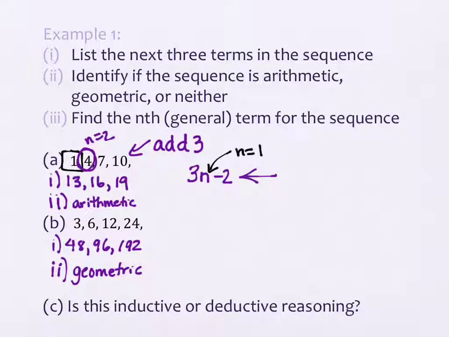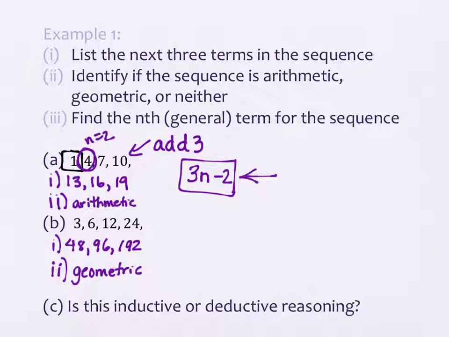We can check it again. What if we put n equal to 3? 3 times 3 minus 2, is that my third term? Yes. So this is my general term for my sequence: 3n minus 2.